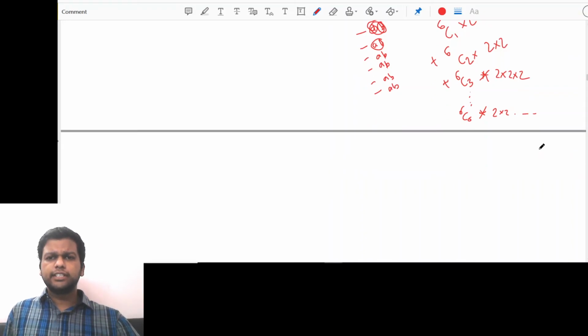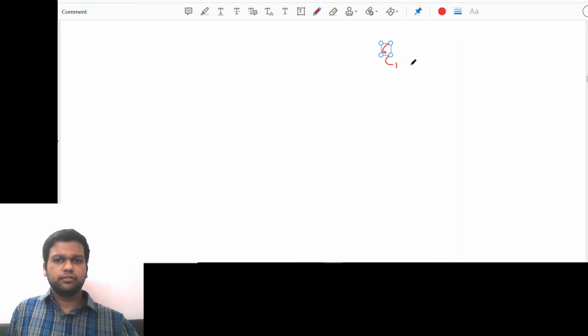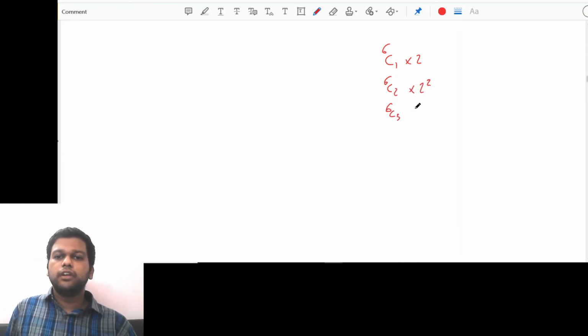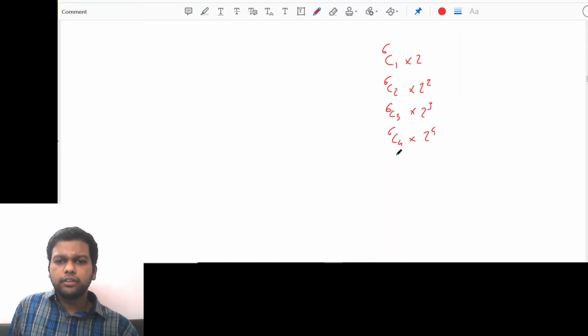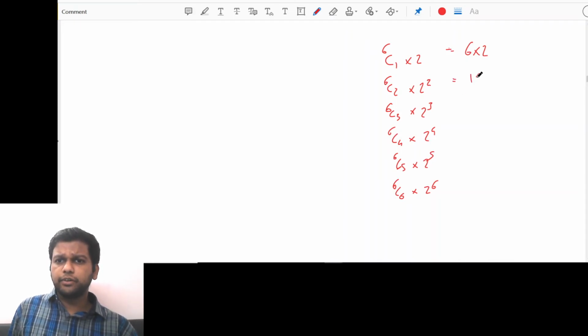Fine. Let's try to do this properly. So we have to do 6C1 into 2, then 6C2 into 2 square, 6C3 into 2 cube, 6C4 into 2 raised to 4, 6C5 into 2 raised to 5, and 6C6 into 2 raised to 6. Let's try this. This will be 6 into 2. 6C2 is how much? 15 into 2, 15 into 4.